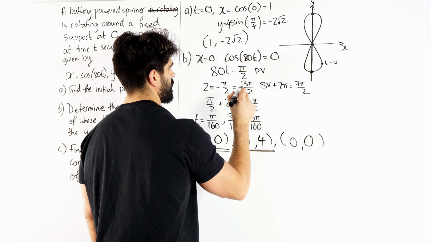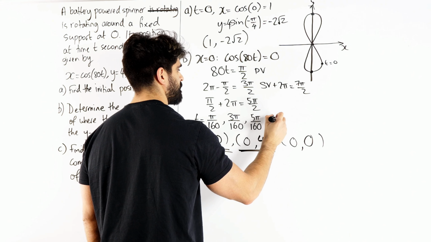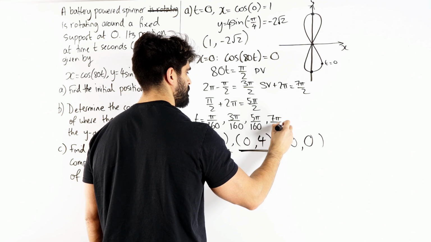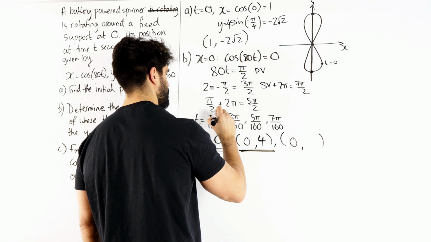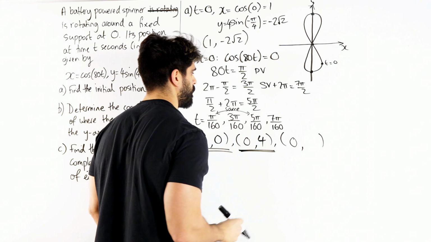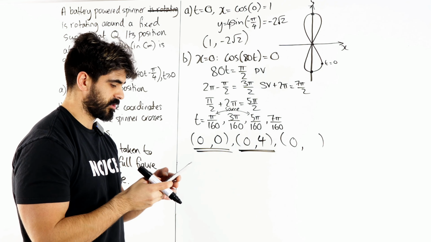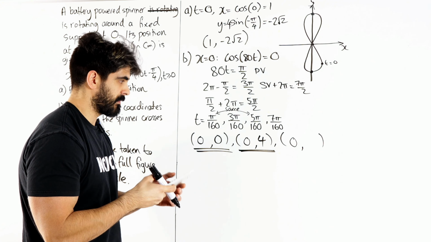Yeah? So I have pi, 3 pi, 5 pi, 7 pi. So I'm going to have 7 pi over 160. All right, so I'm actually not interested in this one. So these two are the same, I'm going to say. I want that one. So let's change calc to 7 pi over 160 minus 4.